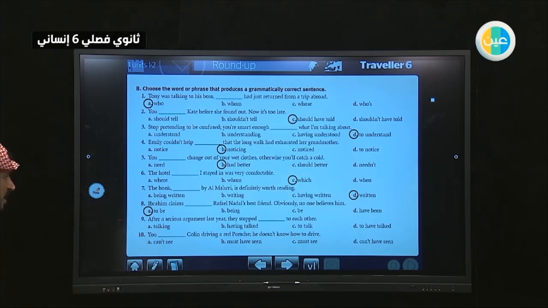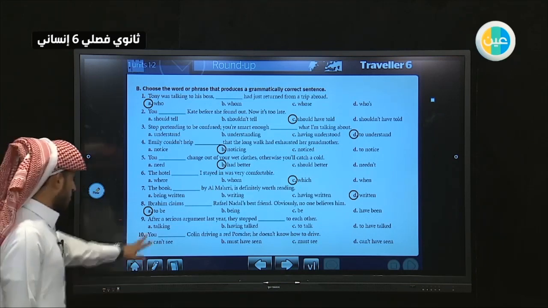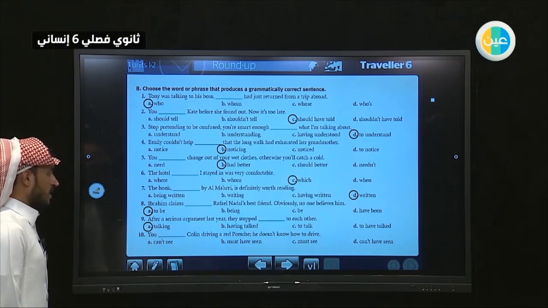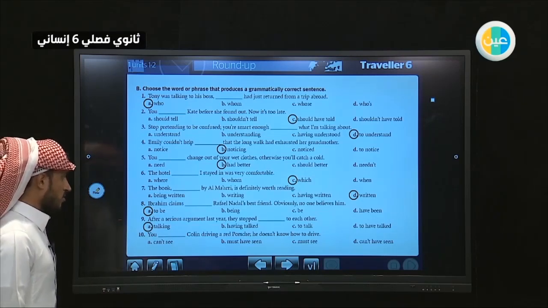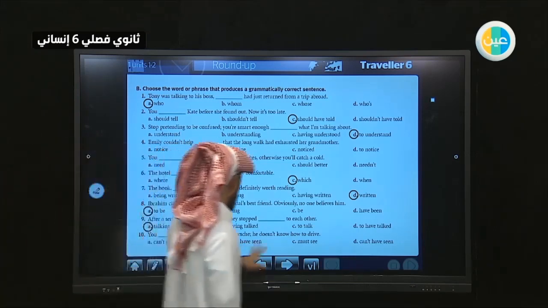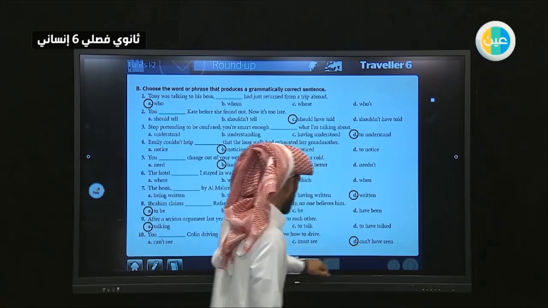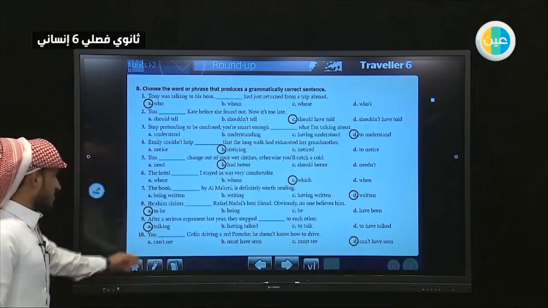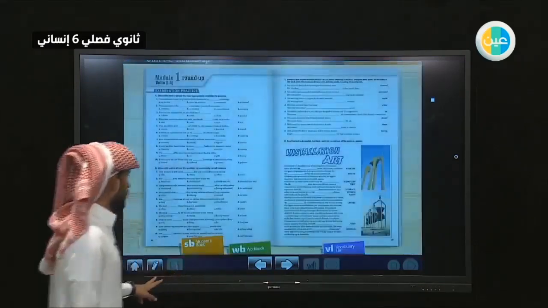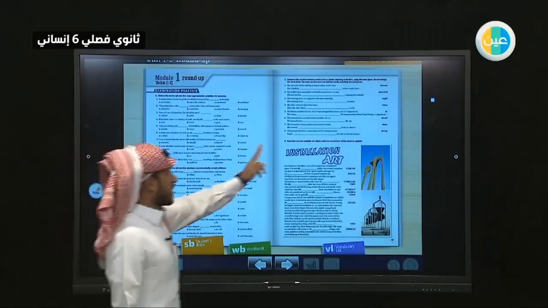After a serious argument last year, they stopped to each other. They stopped talking to each other. The last one, number 10. You, Colin, driving a red Porsche. He doesn't know how to drive. Can't have seen. You can't have seen Colin driving a red Porsche. He doesn't know how to drive. Okay, now we will move to the next page.